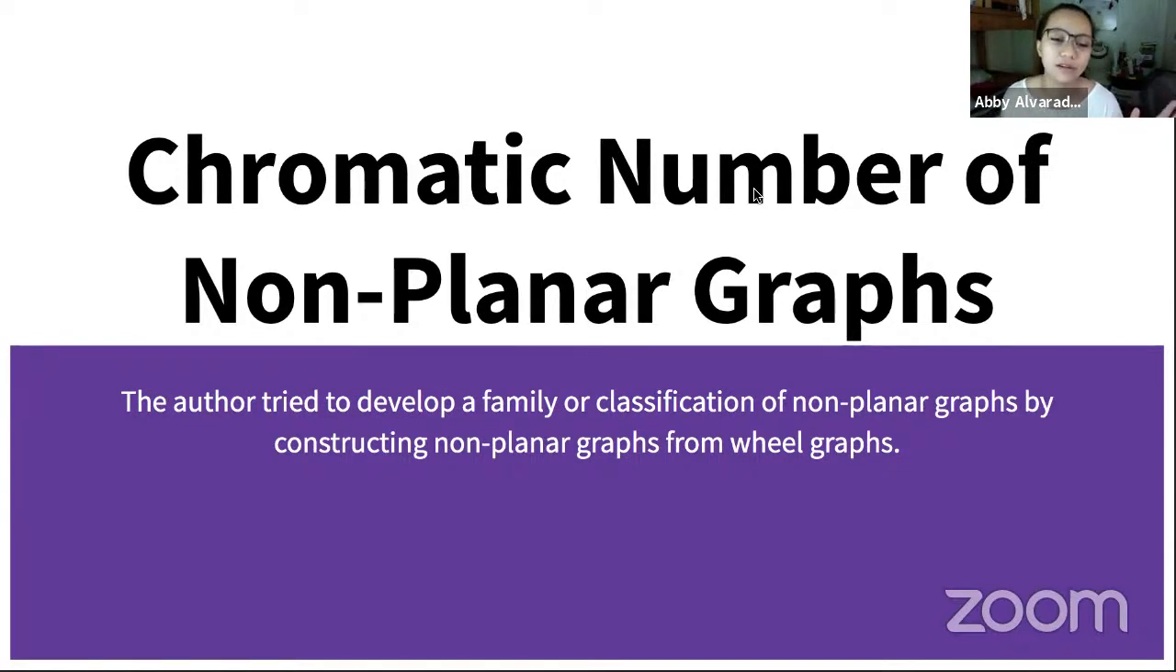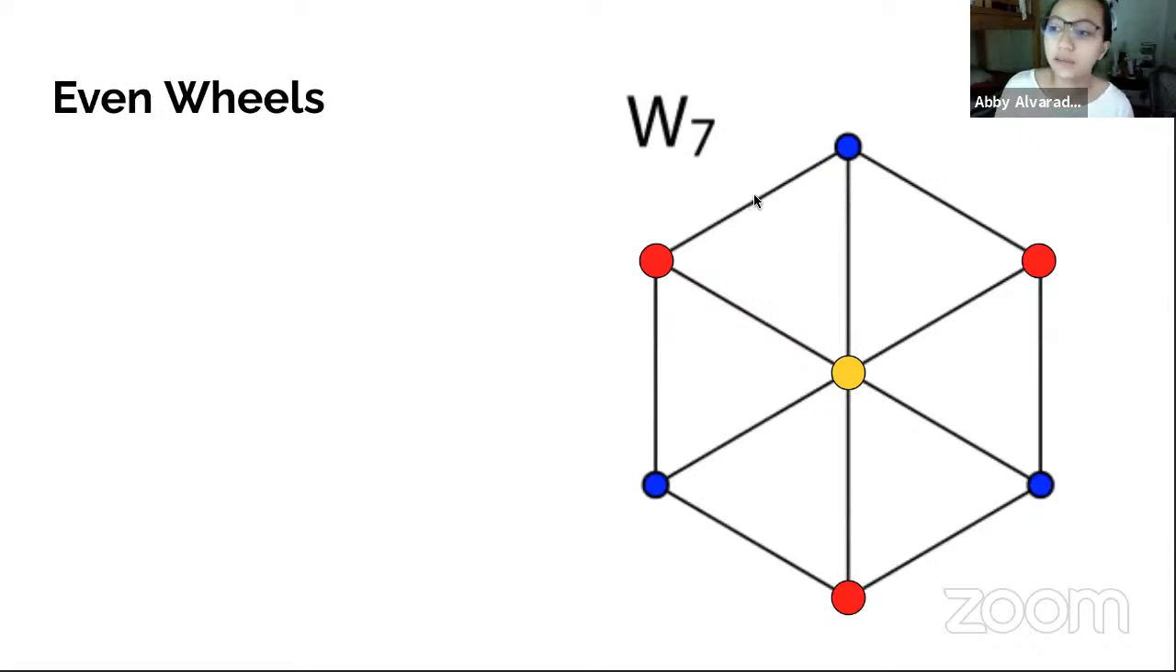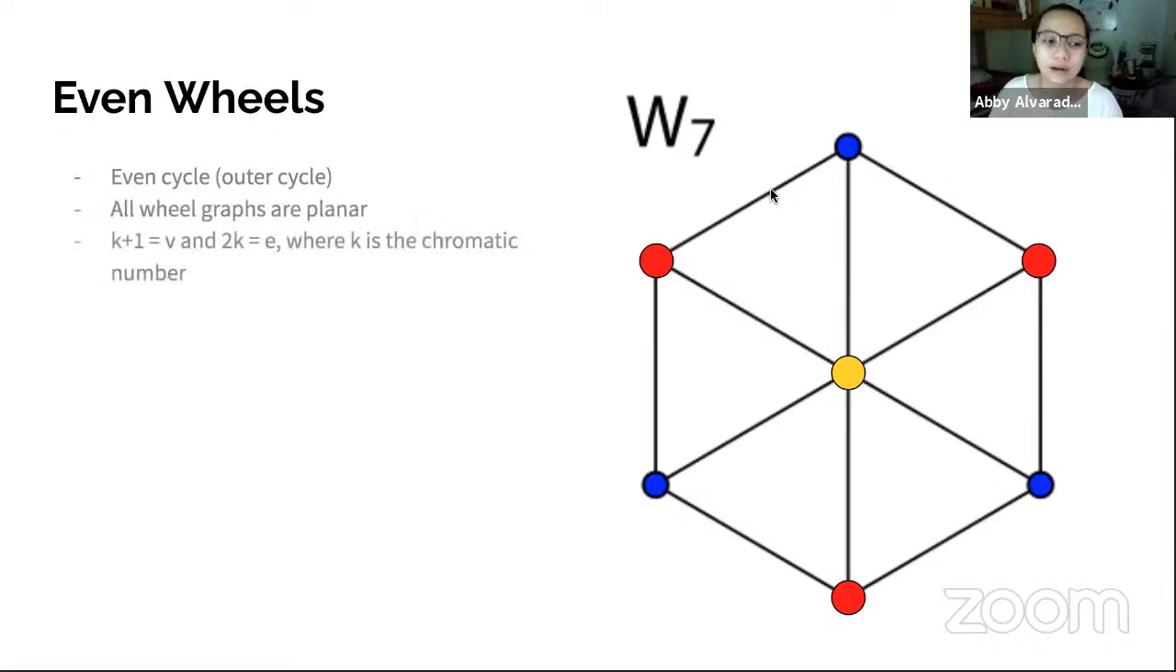So first, there are two kinds of wheel graphs. First, there are even wheels. So even wheels have an even outer cycle. So the wheel of 7 vertices has an even outer cycle. It has 6 vertices. All wheel graphs are planar. And this is the general structure of a wheel graph that she came up with.